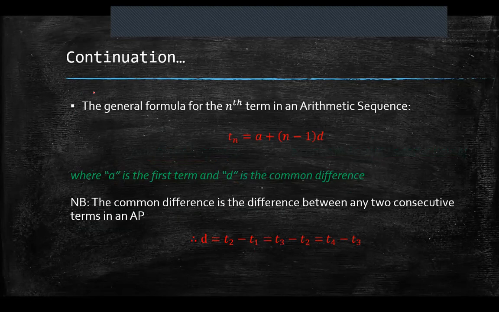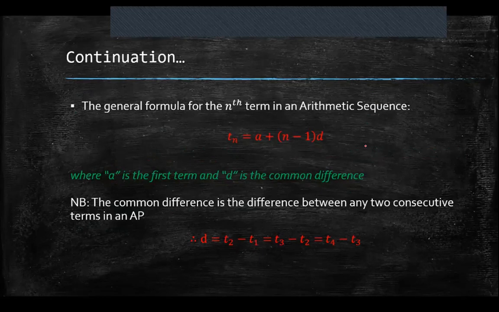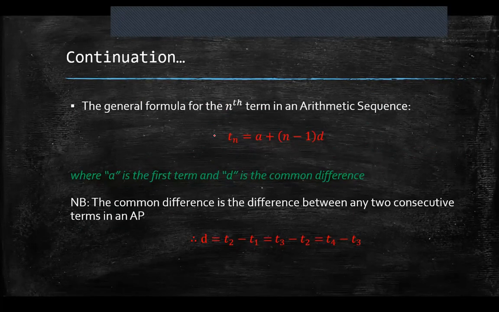How do you find the general formula for the nth term of an arithmetic sequence? So let's say they ask you to do this on paper. This is what you have to do, right? We'll do an example just now. General formula for the nth term. Well, for an arithmetic sequence, this is how you find the nth term.